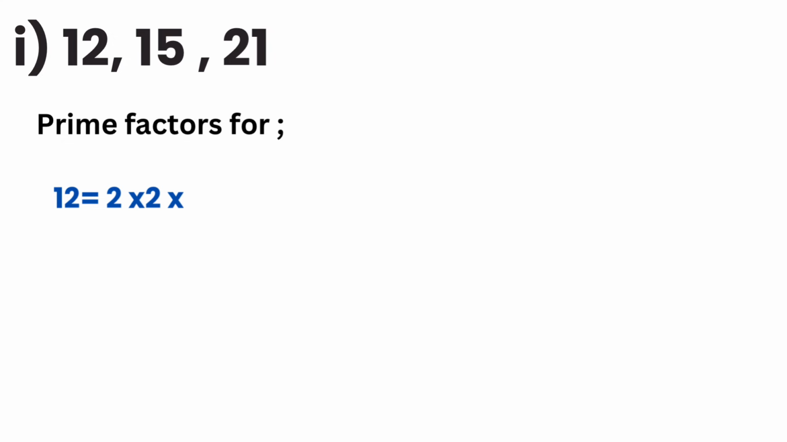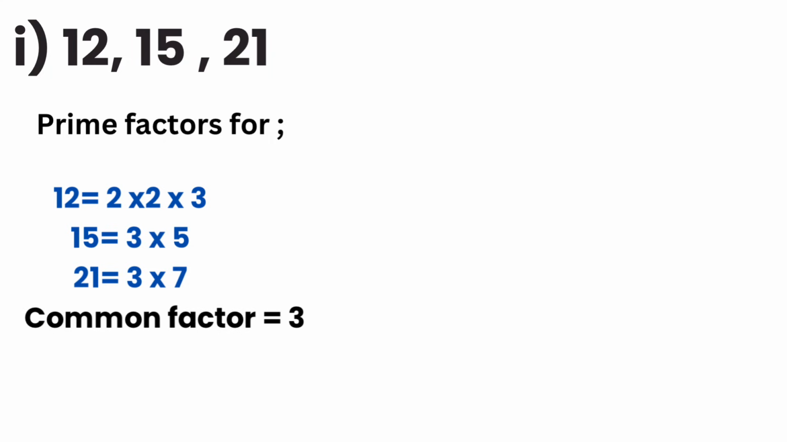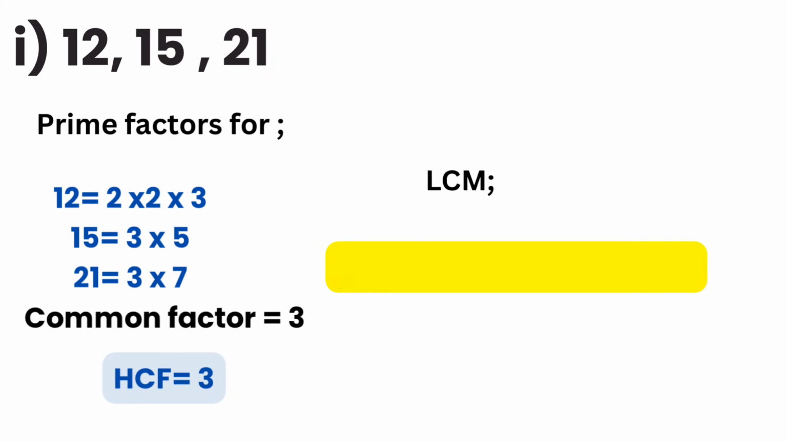As question number 2, first we need to find the prime factors for the given numbers. So 12 would be 2 multiplied by 2 multiplied by 3, 15 would be 3 into 5 and 21 would be 3 multiplied by 7. So here the only common prime factor is 3. So HCF is 3.